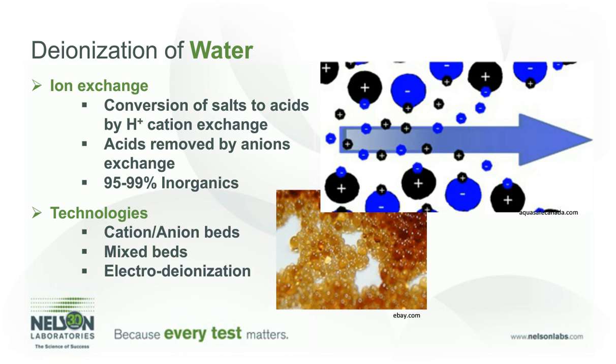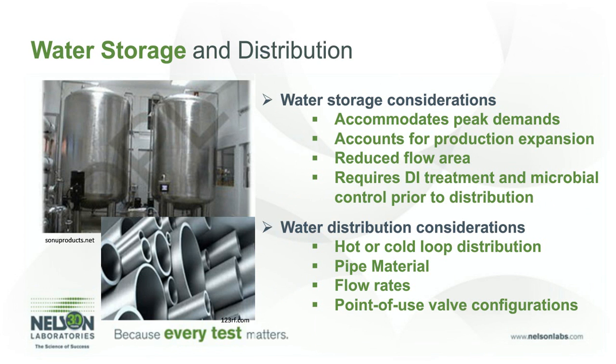Water storage and distribution considerations. Due to the fact that RO makeup of water is very slow, accommodation for water storage should be made to meet peak demands, as well as account for production expansion. Also, consider that the water storage is an area of reduced flow, and the water storage will require DI treatment and microbial control prior to distribution.